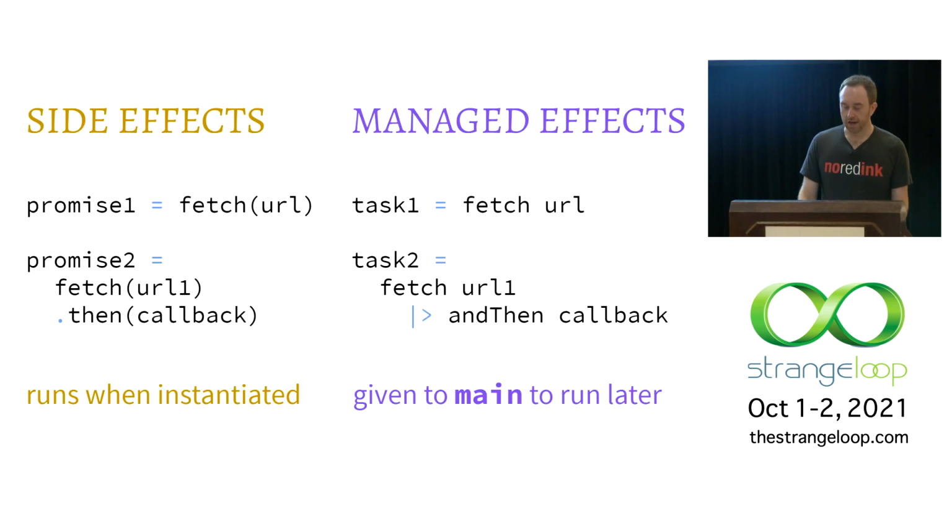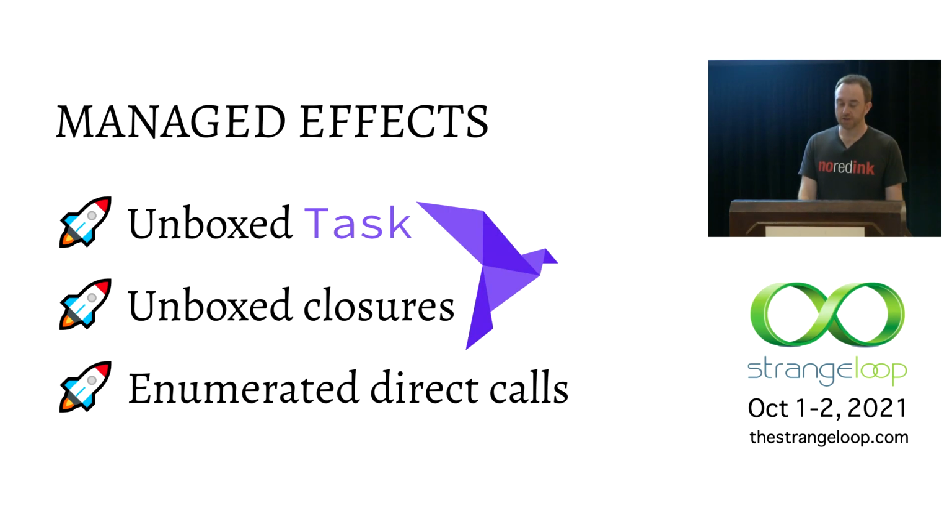I talked about side effects versus managed effects. Rock can't do side effects, but it does managed effects, which in practice feels about the same as using promises. The only difference is that you have to use them everywhere for every possible effect. There is no non-promise or non-task way of doing effects. So really that comes down to, okay, how efficient are those effects? And fortunately, when we're doing unboxed tasks, unboxed closures, and these enumerated direct calls, it turns out to be so fast that in practice we're just not worried about this being a significant source of overhead for the language.